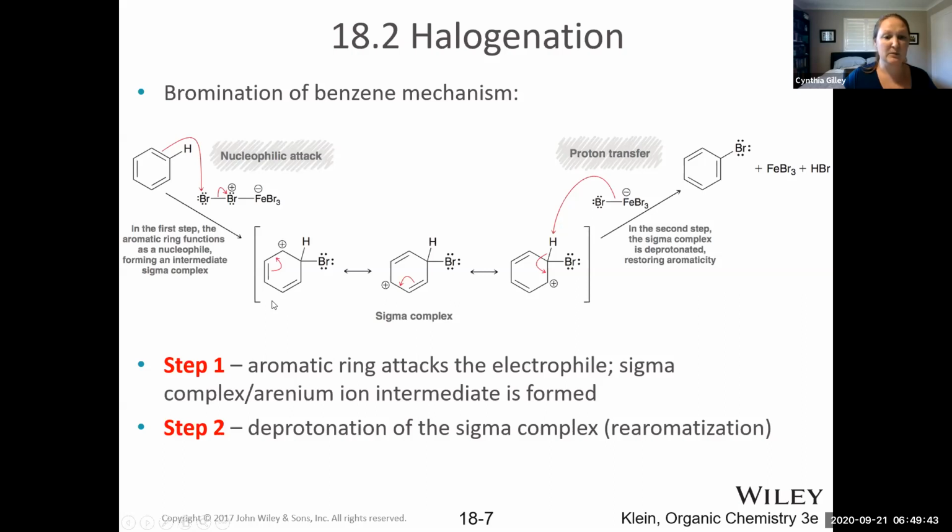So notice I mentioned that the second step re-aromatizes the ring. So that means the intermediate is not aromatic, and that is true. If you look at this carbon here, it has 4 atoms attached. So it is sp3. It does not have a p orbital, and therefore this ring cannot be aromatic. So the intermediate is higher in energy than both the reactant and the product because it's non-aromatic, whereas the starting material and product are aromatic.